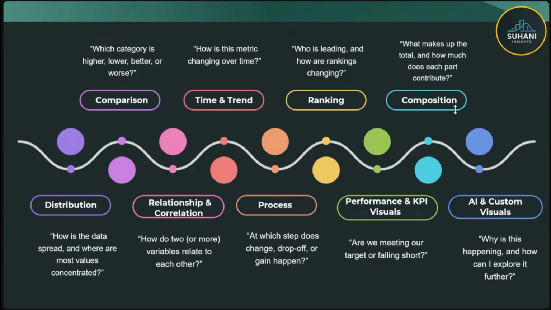The last one is AI and custom visuals. AI and custom visuals are the visuals which help us to understand more in depth about anything. Like, can I explore it further? If we talk about a product, then its region, then its segment, and then which country and which company was selling it. If I want to talk about all of it in a single visual, then AI and custom visuals help us to do that.